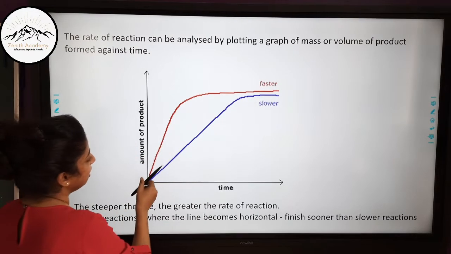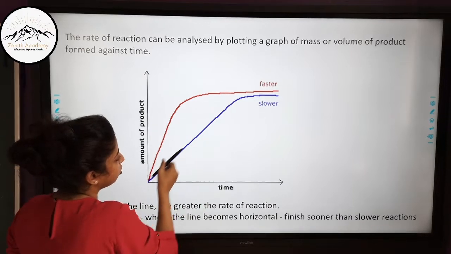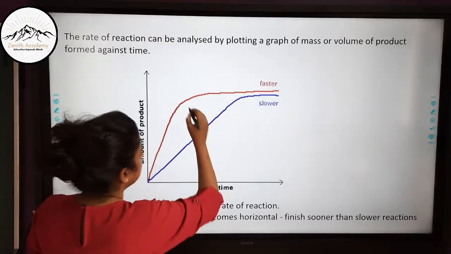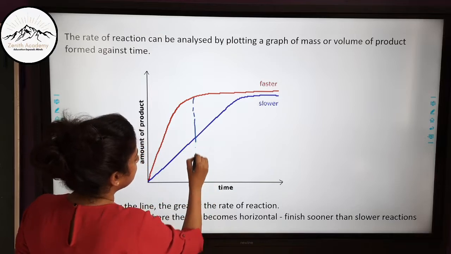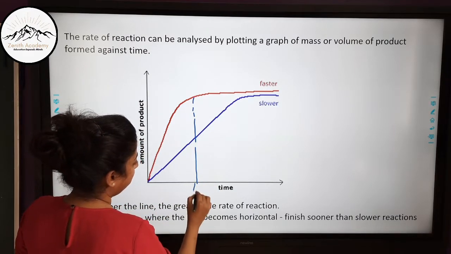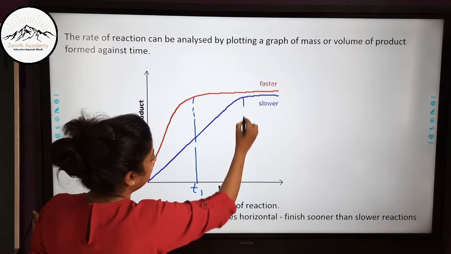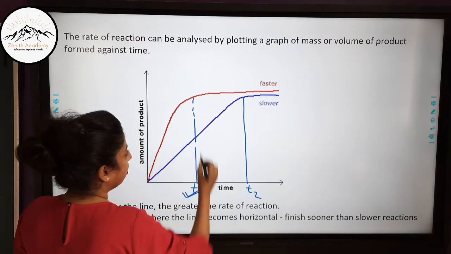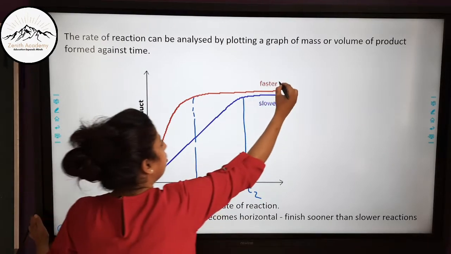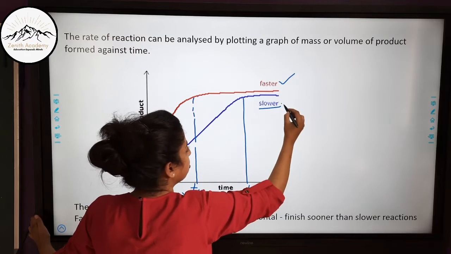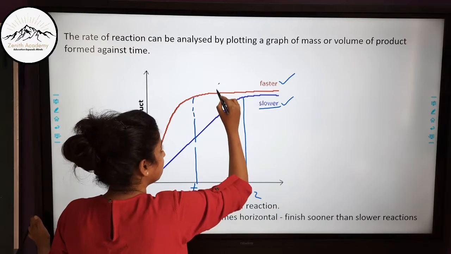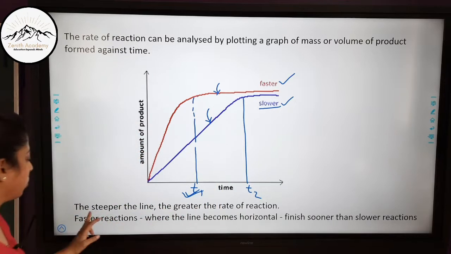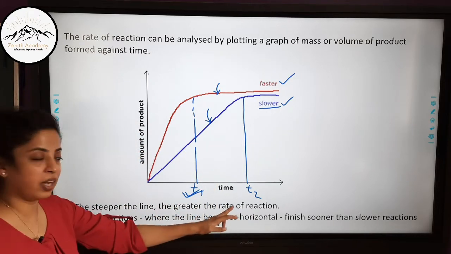And here you can see the gradient or the slope is not steep, and this horizontal part has come very late. See, here it has reached at this time, say time t1, and here it has reached at time t2. So this has reached the end quickly. So this is a faster reaction and this is a slow reaction. So the rate of reaction is more here and less here. So the steeper the line, the greater the rate of reaction.